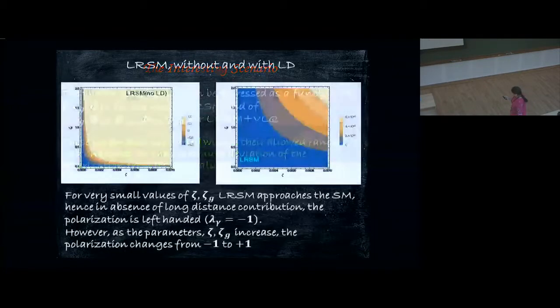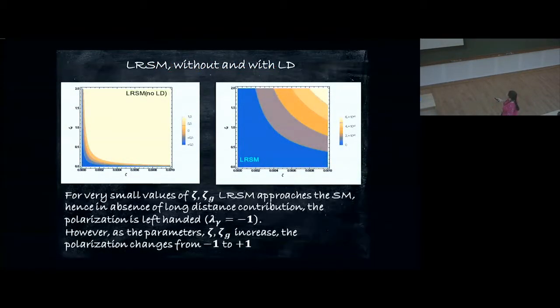What we found is that this left plot is for the left-right symmetric model, but without long-distance effects, just to illustrate what a mess long-distance effects can make. Here, for small values of zeta and zeta g, it's almost like the standard model. Your polarization is -1, and as zeta and zeta g increase, it becomes +1. So without long-distance effects, the picture looks very nice. Once I add long-distance effects, and I have only LRSM, then I do go away from 0, but to very small values.